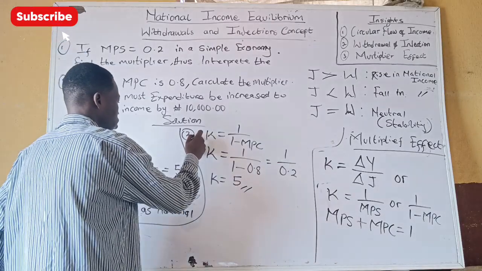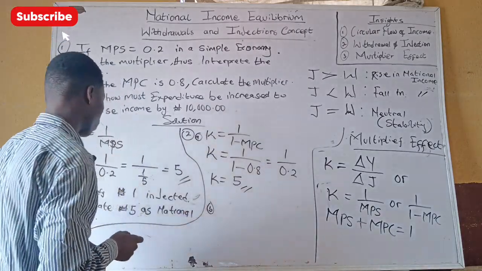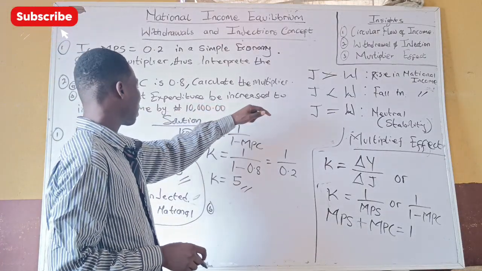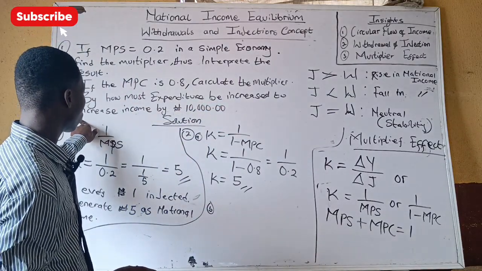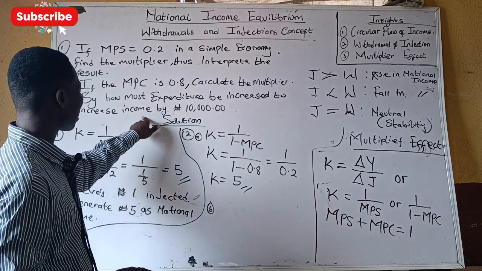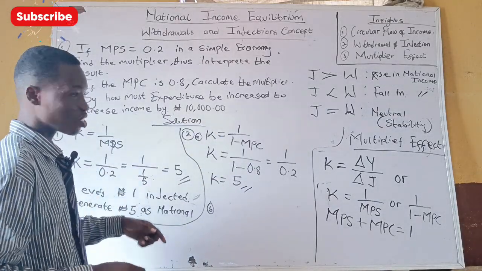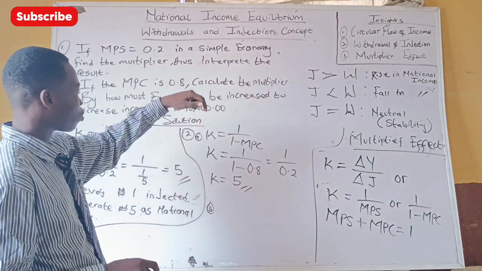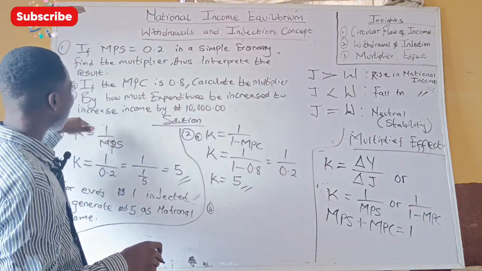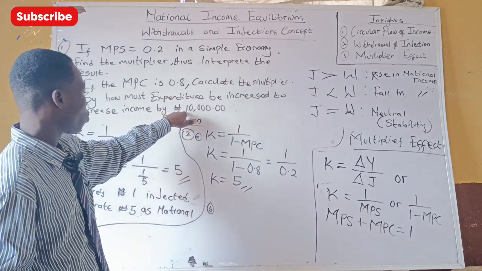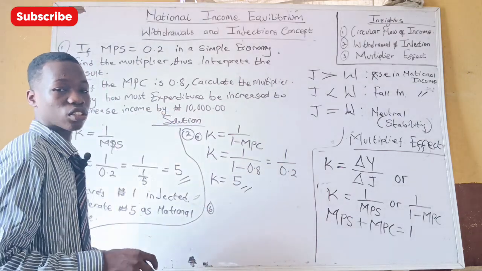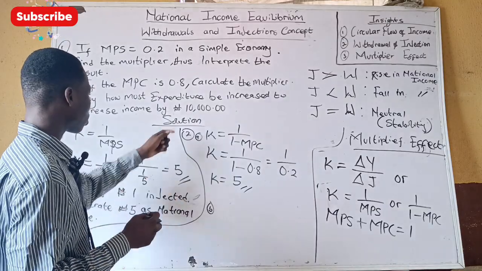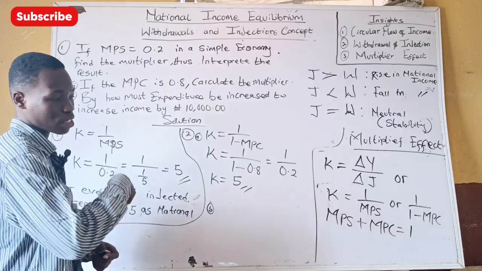Now for part B, the question says by how much should expenditure be increased to increase income by 10,000 naira. There's a mistake in the sentence, but what it is trying to tell us is that we should look for the expenditure whereby there will be an increase in income, and the increase in income is 10,000 naira. That's how much expenditure.